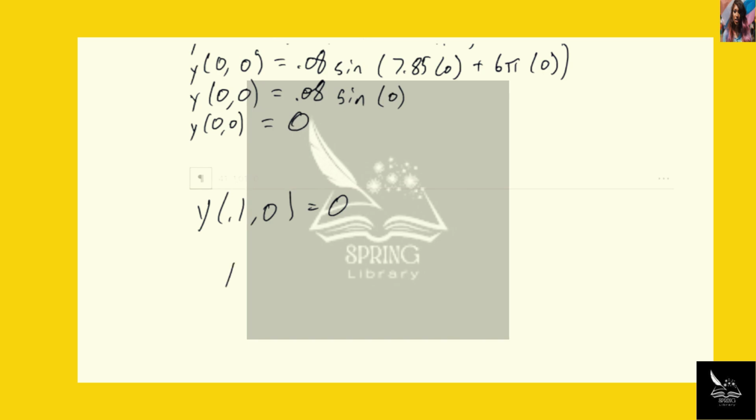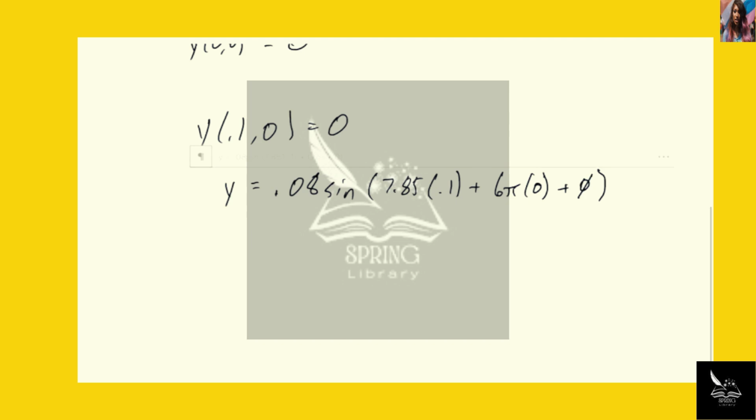Now the constants in the equation would all stay the same, except this means that there is a phase shift in our wave. So we know that y equals 0.08 times the sine of 7.85 times 0.1 plus 6 pi times 0 plus a phase shift. Now y equals 0.08 times the sine of 0.785 plus the phase shift.